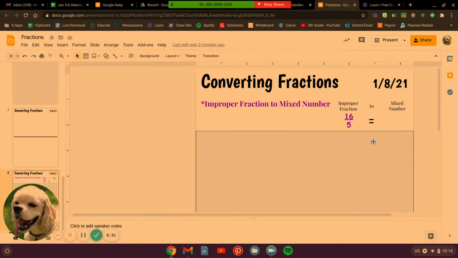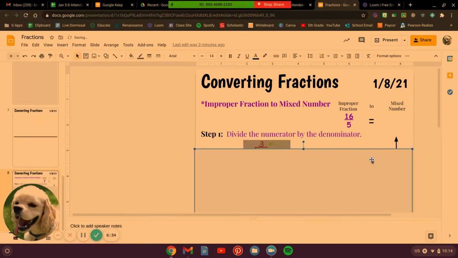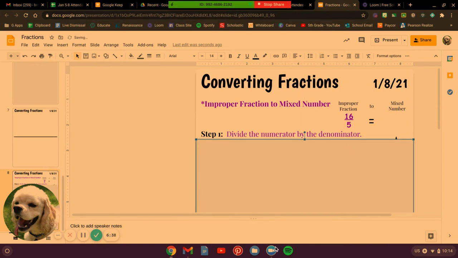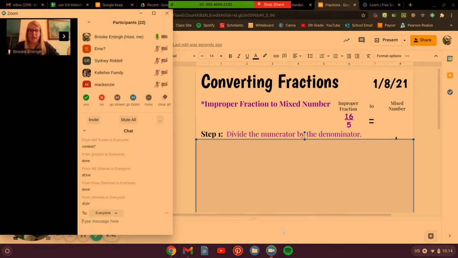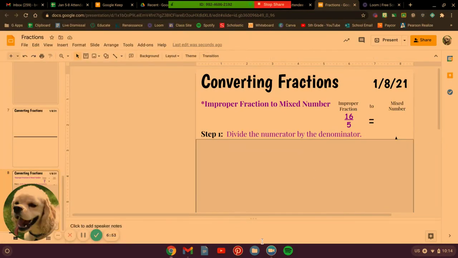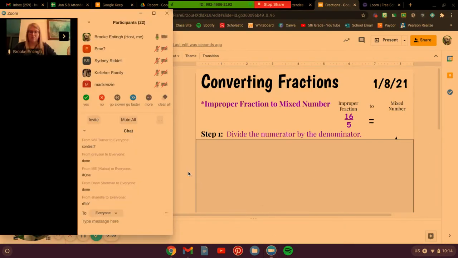Okay, I'm going to scroll down a little bit. So 5th grade, when we are taking an improper fraction and we want to make it a mixed number, we want to make it to where it's not just a fraction, but it's a whole number with a fraction. Our first step is to divide the numerator by the denominator. So remember, our numerator is the 16, our denominator is 5. So we would take 16 and divide it by 5.